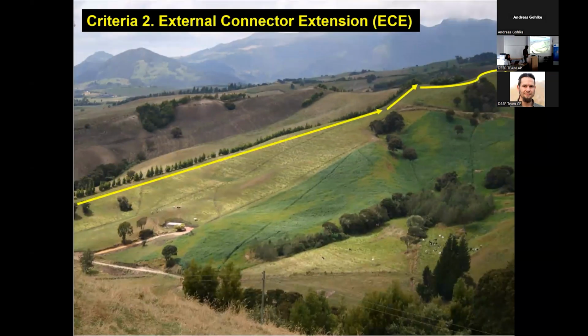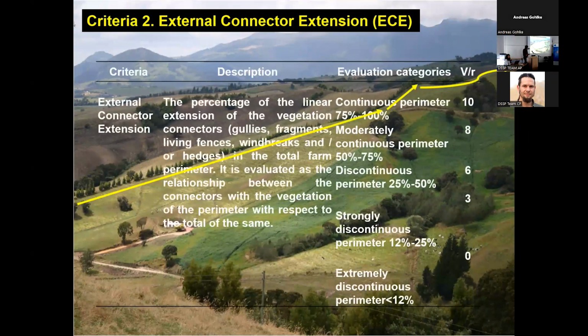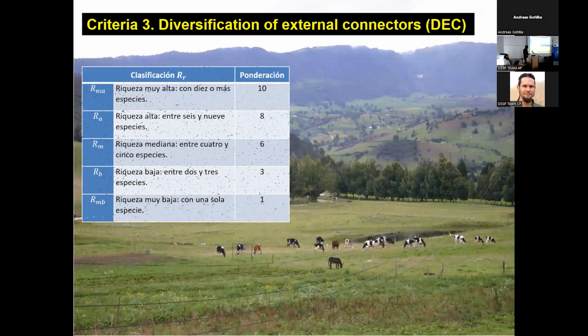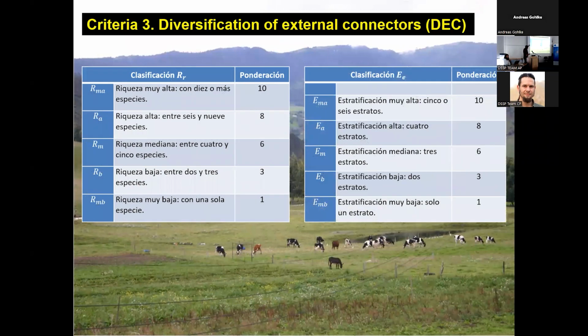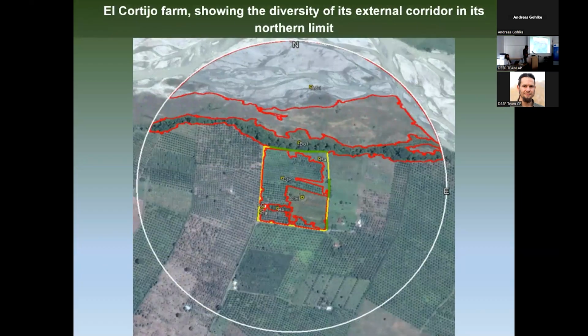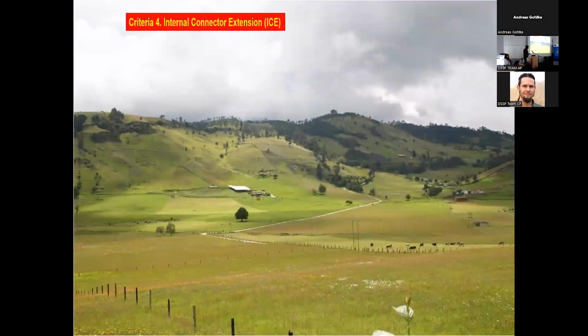We measure these connectors. We made an evaluation, and then we have studies of the diversification with richness of stratification, and then we have some interpretation of this kind of measures. You can see here an external corridor that is a forest in Colombia in a real work.